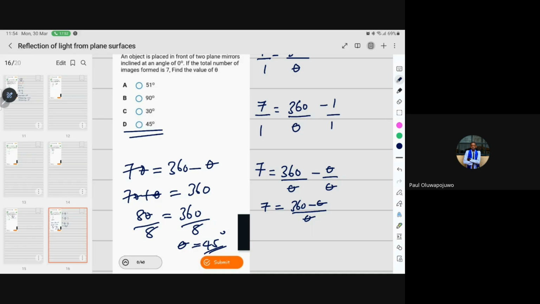Right, but know that 7 images is 45 degrees. Then 60 will give us how many images? 60 should give us 5 images, isn't it? Then 90 will give us 3 images. Always remember this, so that it will save you time in the exam hall.